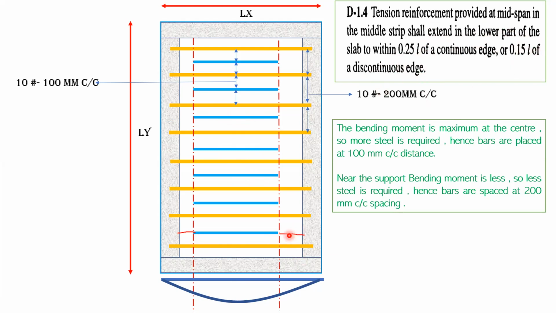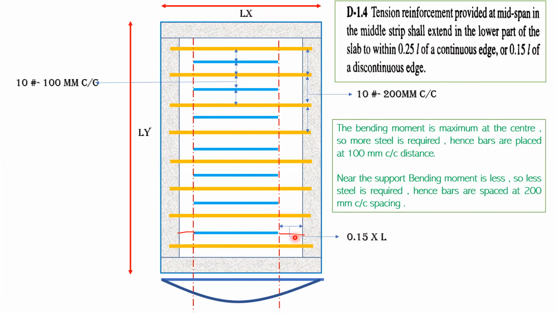So up to here, this distance should be 0.15 into L, where L is the shorter span. So I have to multiply. Let us say Lx is 1 meter. So 0.15 into 1 comes out to be 1.5 meter.